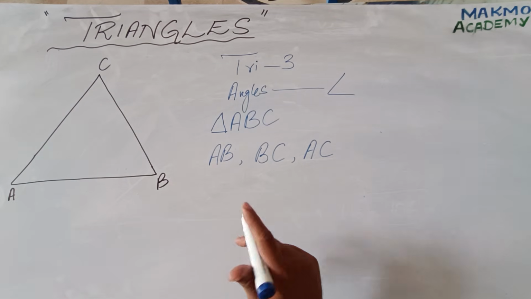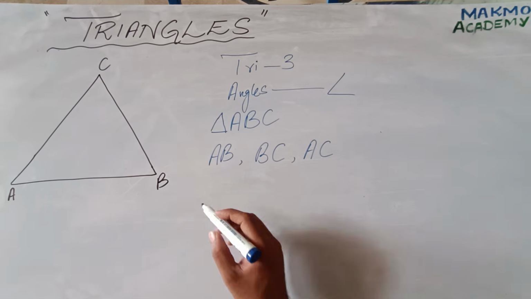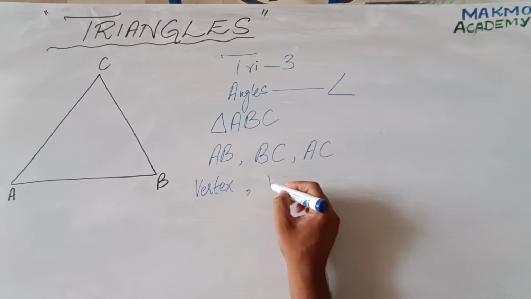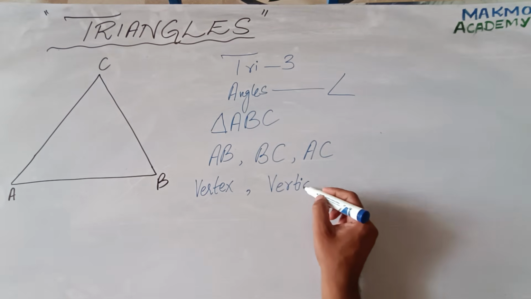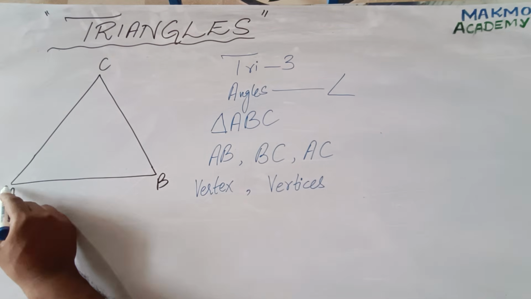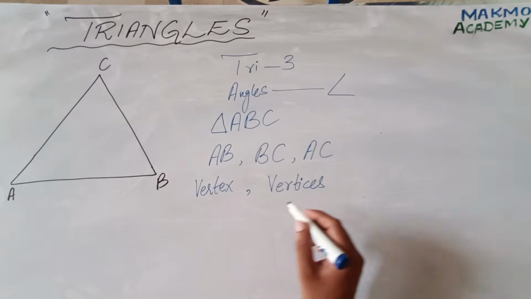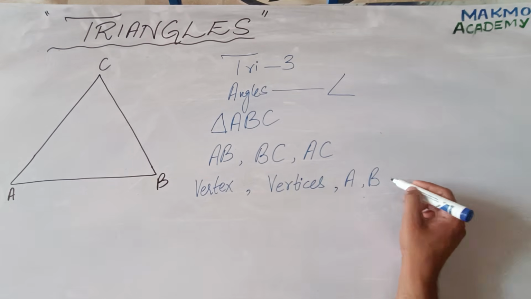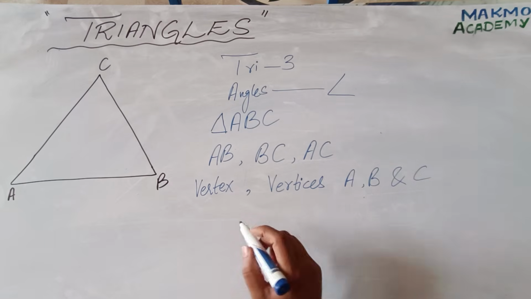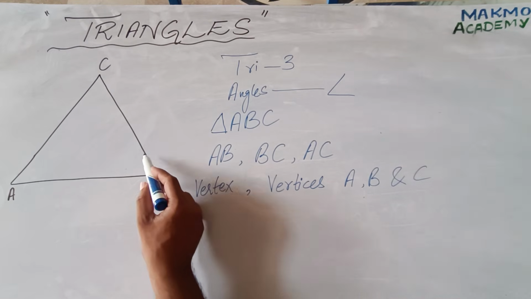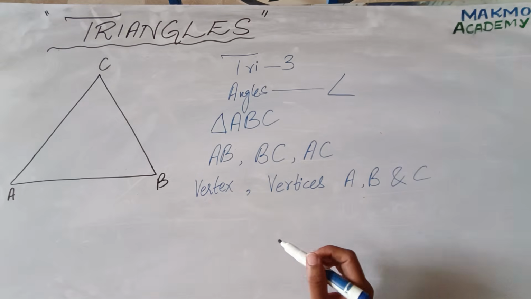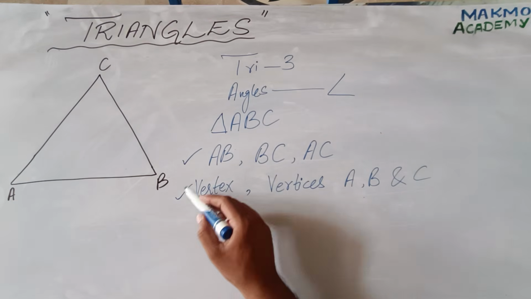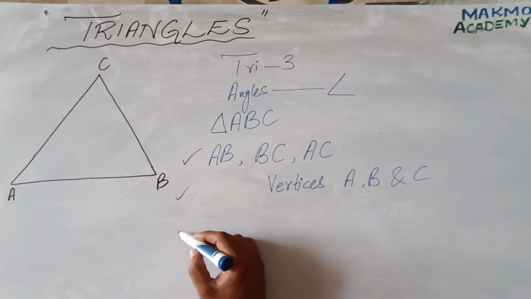And it also has three vertices. The singular is called vertex and the plural of vertex is vertices. These are the corner points where two sides meet together. They are called vertex. So it has three vertices, A, B and C. So vertex A, vertex B and vertex C, these corners are called vertices. So in a triangle there are three sides, three vertices and three angles.